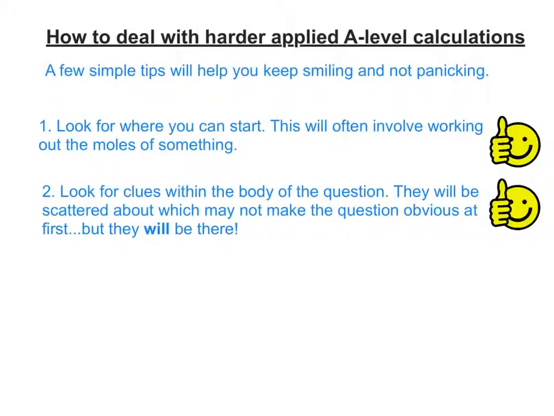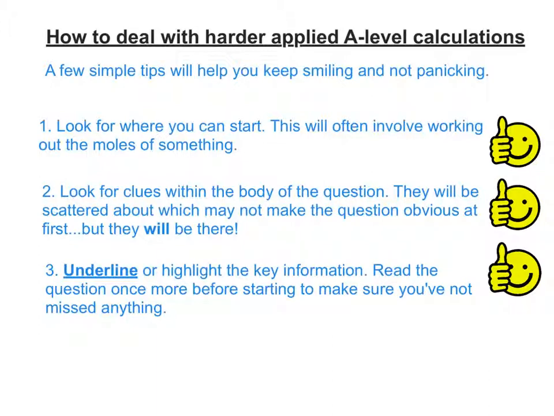So there might be some clues, or there will be some clues in the body of the question. They will give you everything that you need to know to get started. Once you've identified them, it's well worth highlighting or underlining them so you can come back to them a bit later. It's also a really good idea to read the question one more time before you begin to make sure you haven't missed anything, just to check that there's no other information that you need to know that you've overlooked.